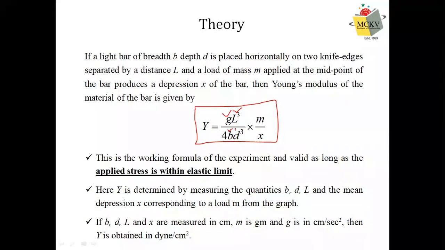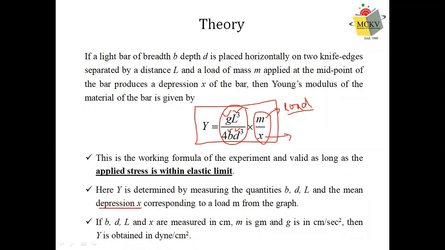D is the depth of the bar. It will be supplied to you. So this whole quantity, these are supplied values, so you don't need to worry about this. All you need to calculate in your experiment is m by x, where m is the load. And I told you that we have 5 loads of 250 grams each. So every time you need to load it with 250 grams extra. And x is the depression. You can see x is the depression.